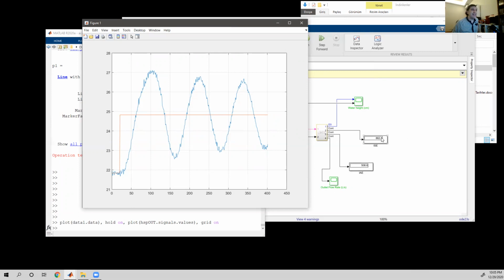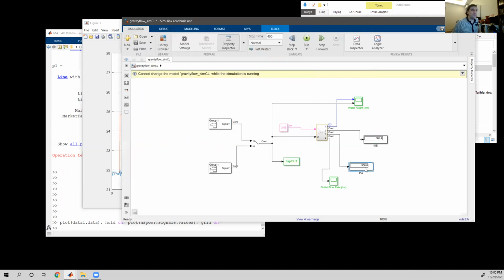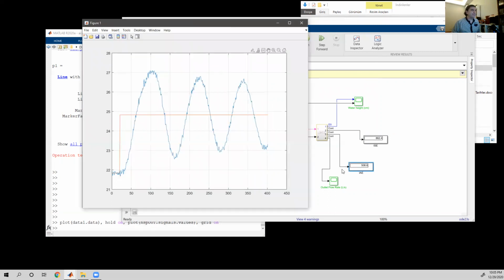Yes, we have. And actually, you can see those two metrics here. These are integral square error and integral absolute error. Probably you have seen that, or maybe not, I'm not sure, but you may Google it. Integral square error, integral absolute error. The idea is very simple. For instance, integral absolute error is the area between the set point and the response.